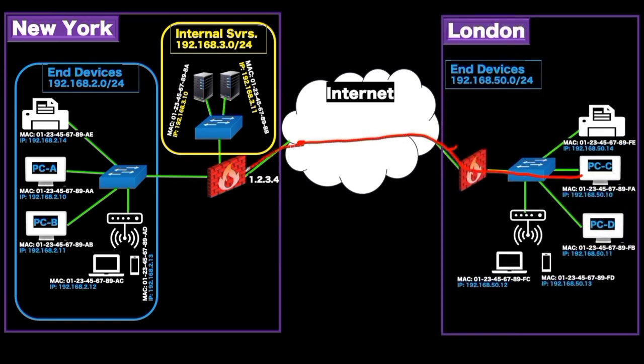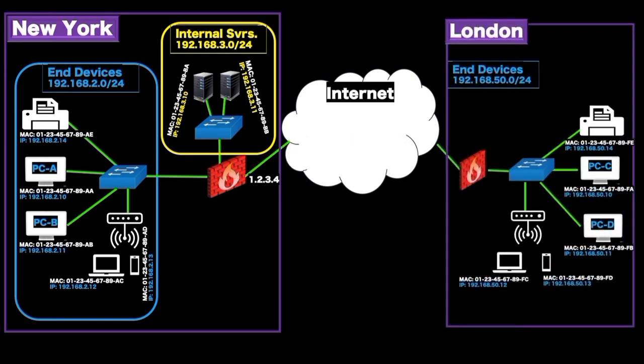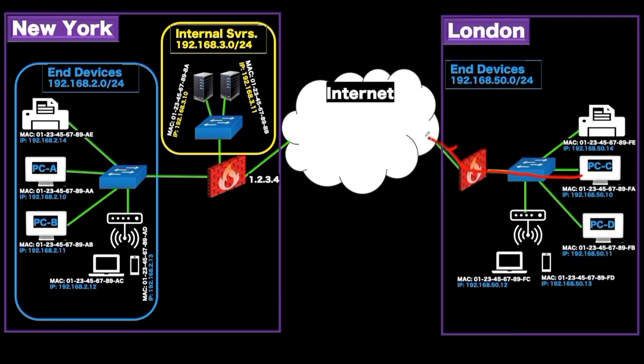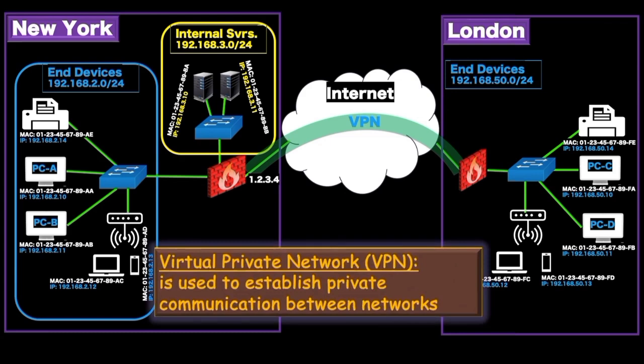The company opens a branch in London, and London's employees need to access the internal app in the New York office. To achieve this, a site-to-site VPN was created over the internet between the New York office and the London office. VPN simply means virtual private network. This is used to establish private communication between networks, mostly over an untrusted network like the internet.